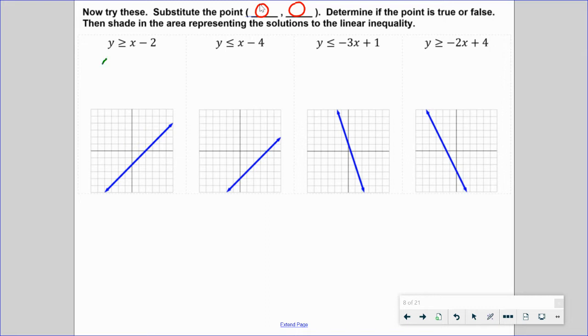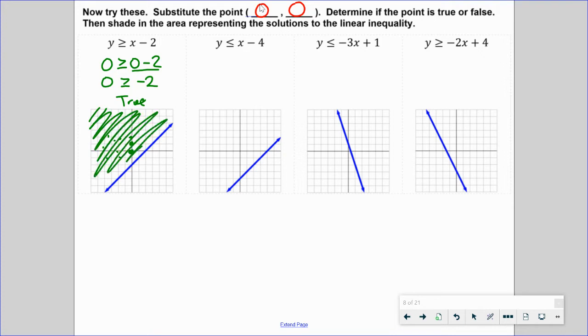Meanwhile, let's go. Substitute in 0. Go ahead and compute. True or false? Yep. And as you can imagine, because this is true, so is that, and that, and that, and all the points on this side. So we're going to go ahead, I should have got my highlighter out and shade that in.